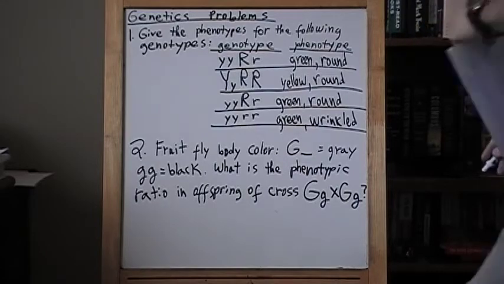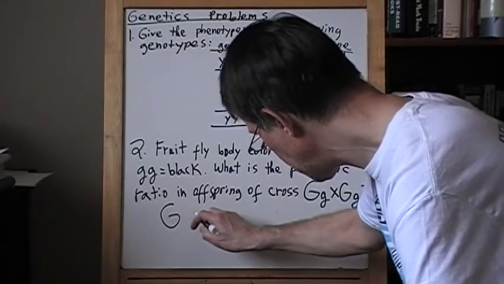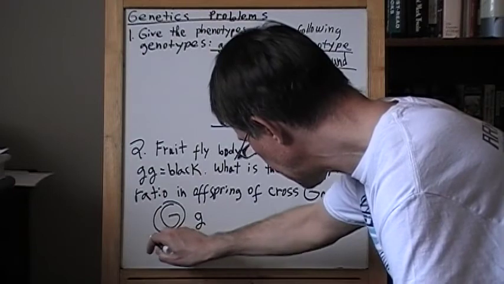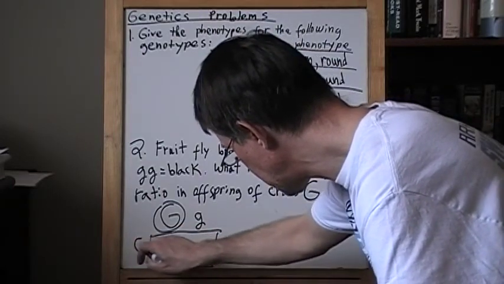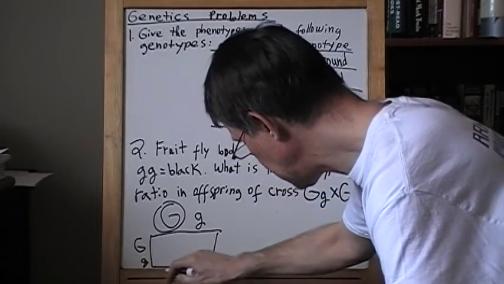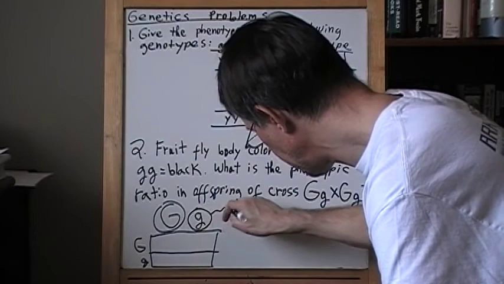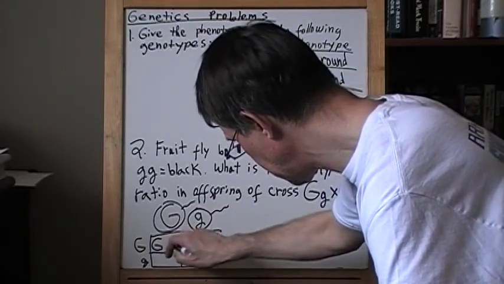So what you want to do is draw a Punnett square. So you draw the possible sperm and the possible eggs. Big G, little g in both cases. You draw your Punnett square and you fill it in.